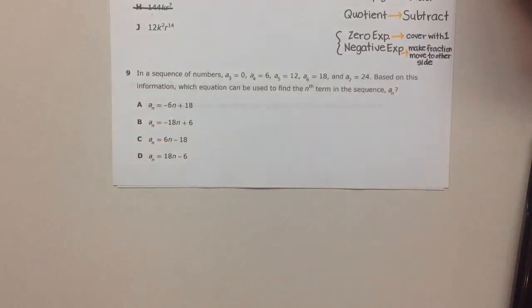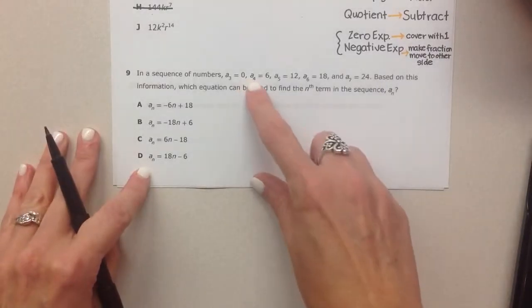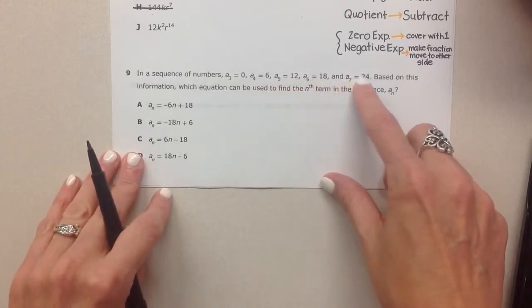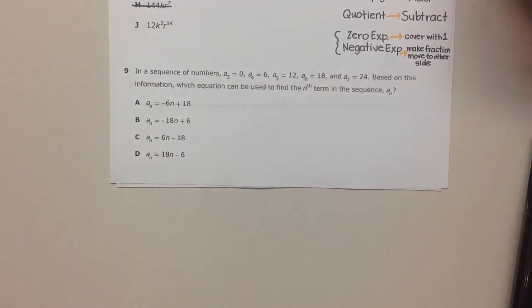Now I'm going to move on to number 9. It says, in a sequence of numbers, the third term is 0, the fourth term is 6, the fifth term is 12, the sixth term is 18, and the seventh term is 24. Based on this information, which equation can be used to find the nth term of the sequence a sub n?